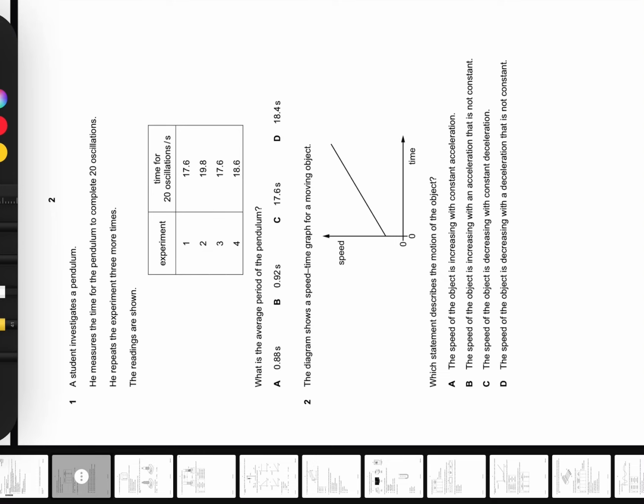He measures the time for the pendulum to complete 20 oscillations. He repeats the experiment 3 more times. The readings are shown. What the question is saying is basically find out the average period of the pendulum.